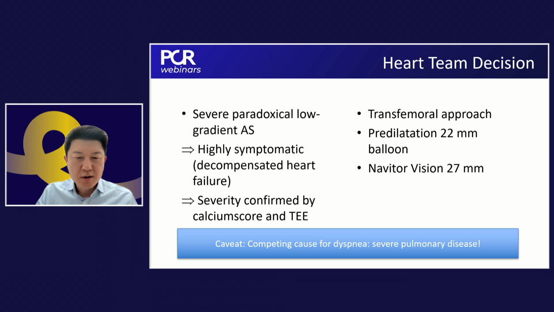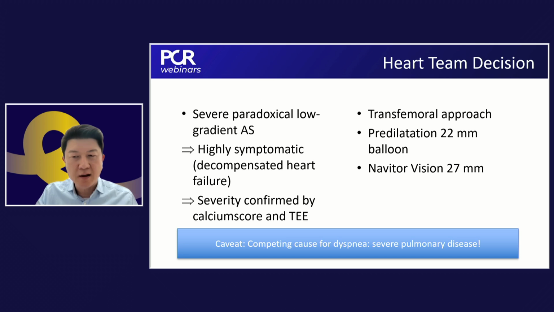And I could proceed with the implantation. You have seen the discussion, and I think the conclusion was that it is really acceptable to proceed with the procedure, not to remain conservative. And this is what we did.